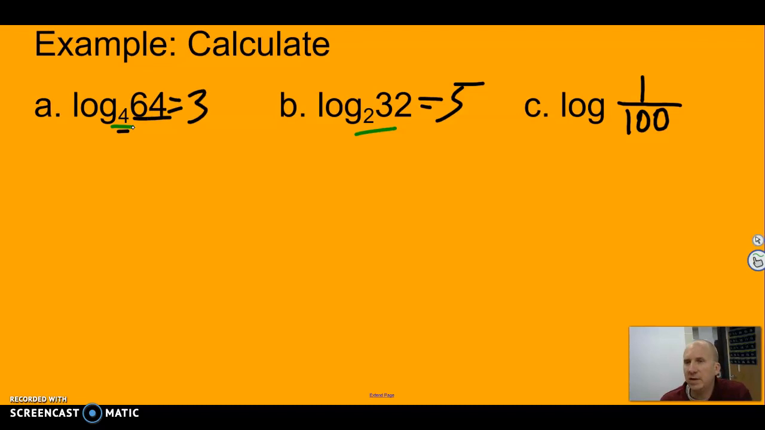That kind of idea. Log without a base is always log base 10. So if you see a log button on your calculator and you just push the log button, it's going to do log base 10 because our number system is base 10.